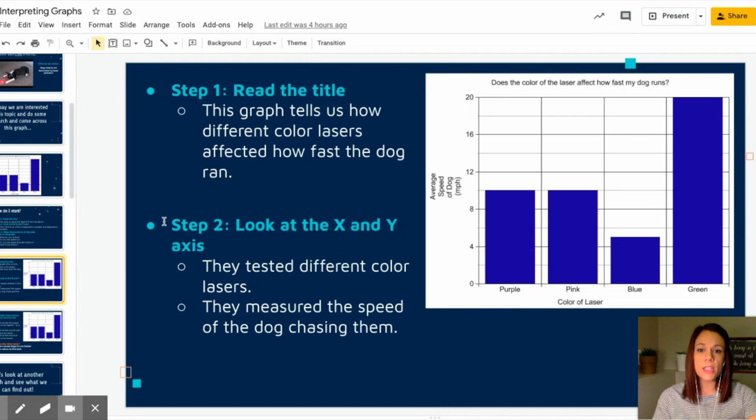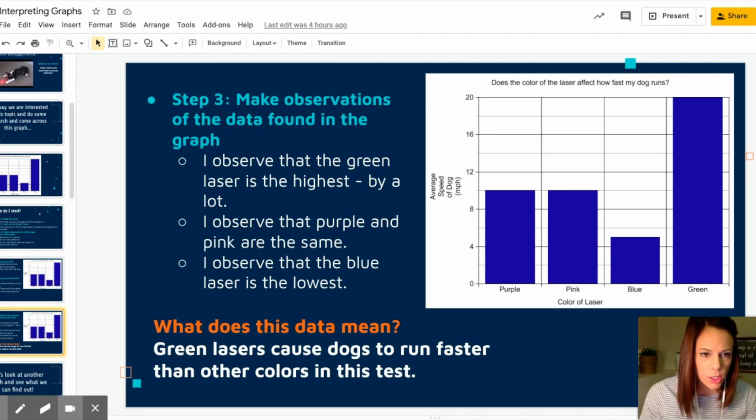Second step, it says look at the X and Y axes. So it looks like they tested 4 different color lasers or laser pointers on their dog. So we've got color of the laser: purple, pink, blue, and green. And their dependent variable, what they measured, is going to be on the Y-axis, and they measured the speed of the dog in miles per hour. Okay, so good information.